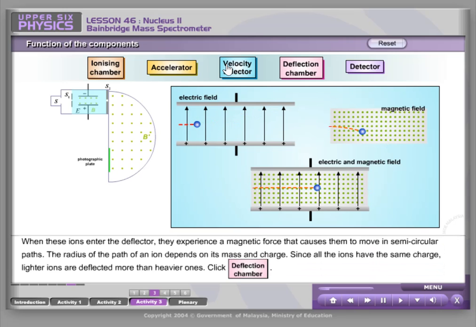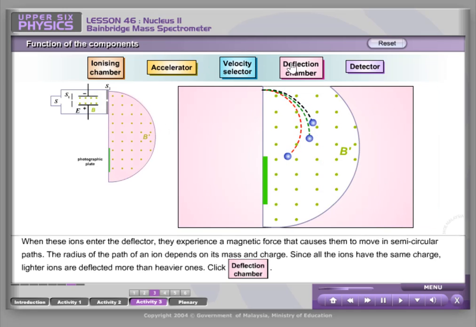When these ions enter the deflector, they experience a magnetic force that causes them to move in semicircular paths. The radius of the path of an ion depends on its mass and charge. Since all the ions have the same charge, lighter ions are deflected more than heavier ones. Click the Deflection Chamber button.